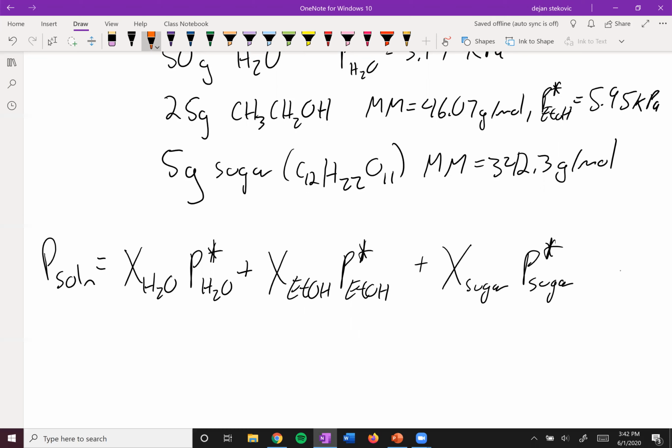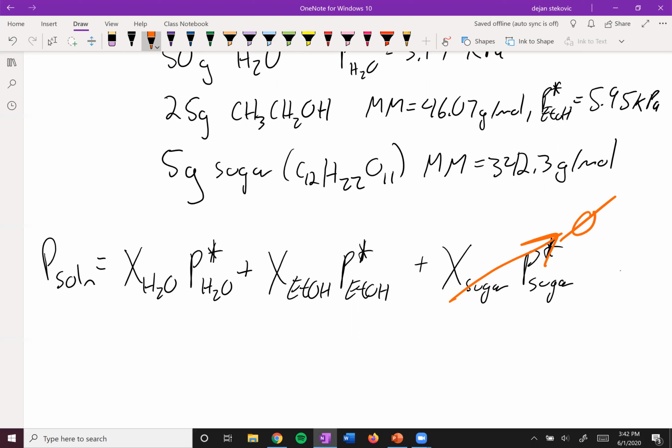However, we said that sugar was a non-volatile substance, and so that means its vapor pressure in the pure form is 0, and so all of this stuff goes to 0. So that's the first trick in these types of problems: to recognize that non-volatile substances have a vapor pressure of 0.